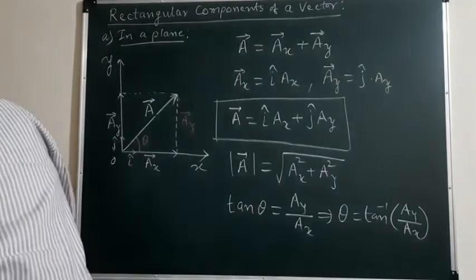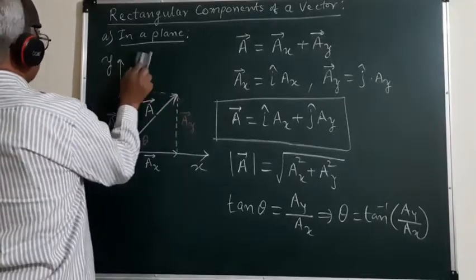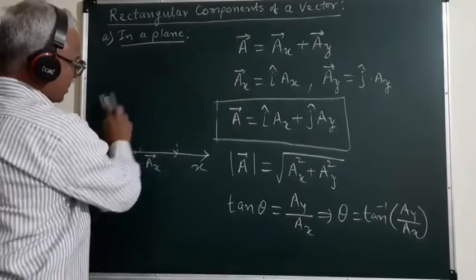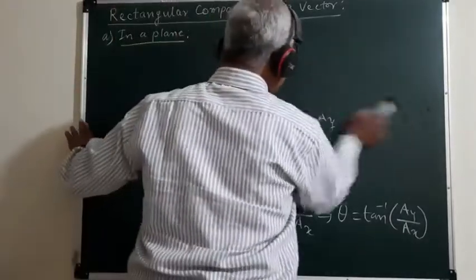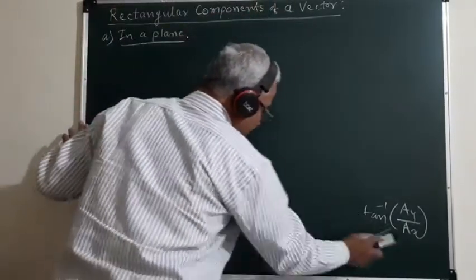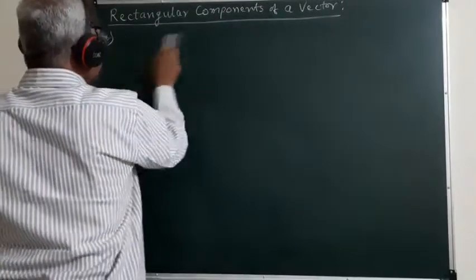Now let us see how to express the given vector in the space in terms of its rectangular components in the space. This is in 2 dimension. So let us see how to express it in 3 dimensions.